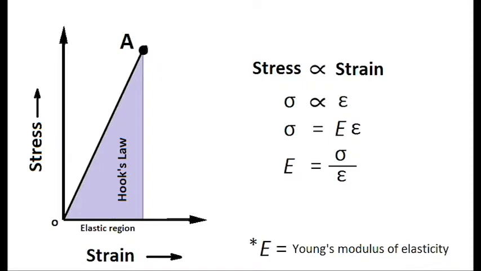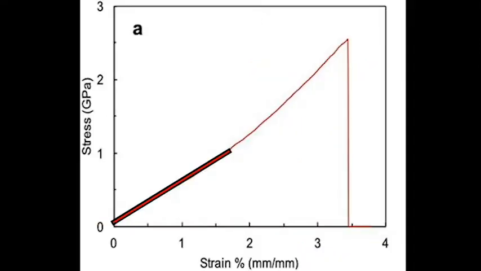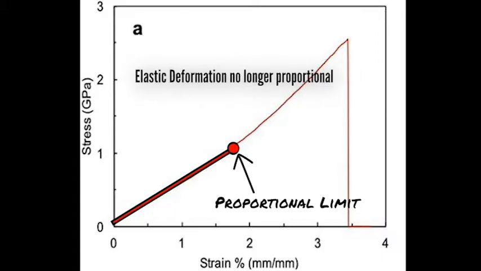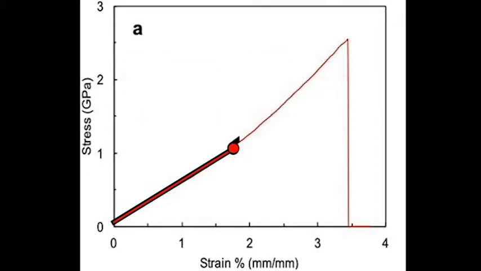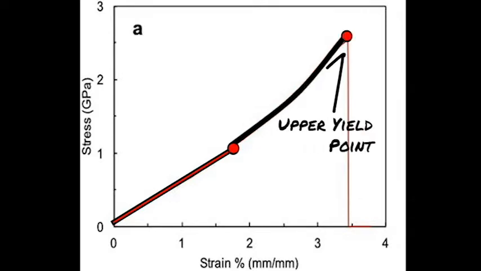The slope of the stress-strain curve during this phase is called the Young's modulus, which is a number that represents a material's stiffness. You can also see that around here the graph stops being linear. This is called the proportional limit. Upon reaching this point, the elastic deformation becomes non-proportional, meaning that the Young's modulus no longer applies. Despite not being proportional at this point, the material's deformation continues to be elastic up until the next point. This point is called the upper yield point.